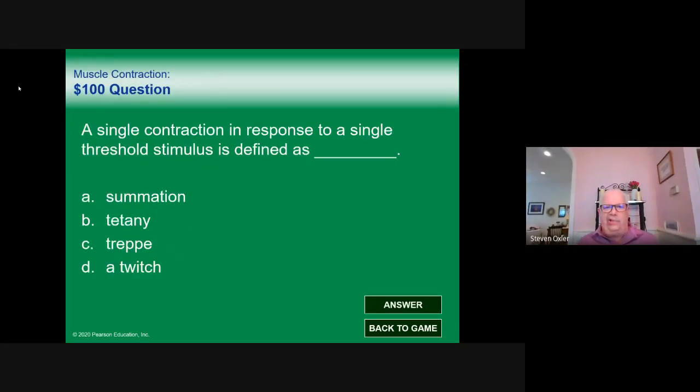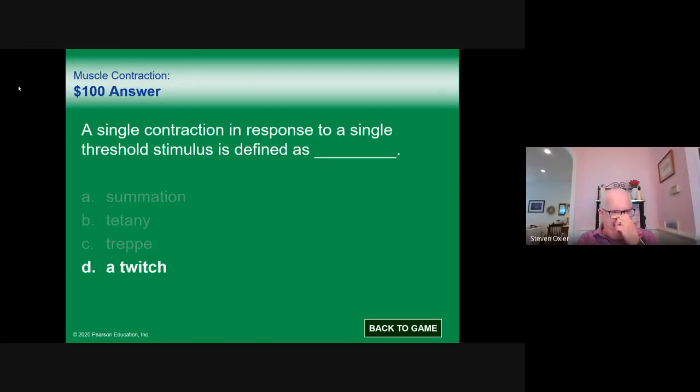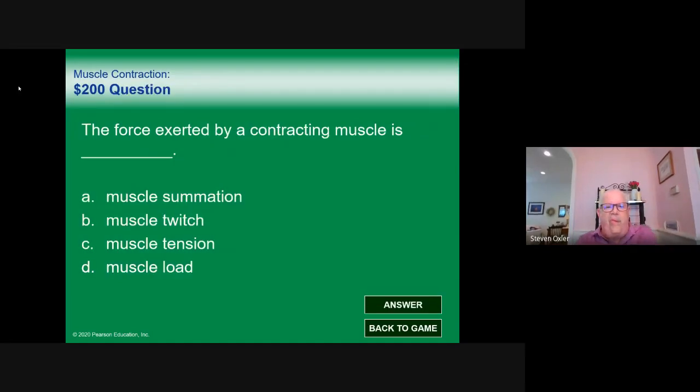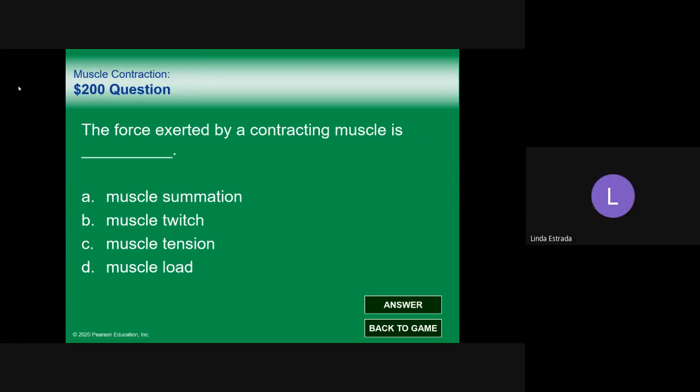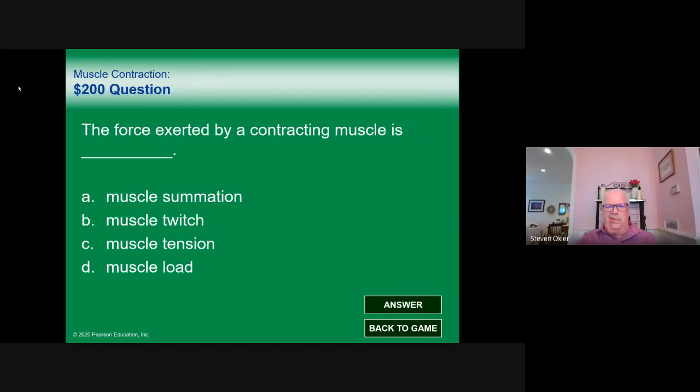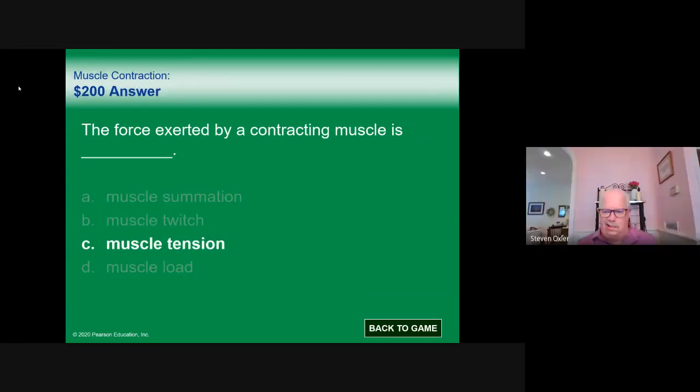A single contraction in response to a single threshold stimulus is defined as, the answer is a twitch. We didn't talk about it. I would never ask you that question, so don't worry about it. The force exerted by a contracting muscle is. Remember, we talked about the lever system, the force, load. Tension and load. Let's see who's right. Tension. All right? Okay.